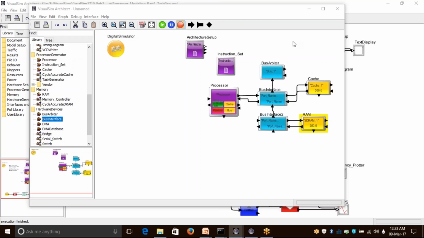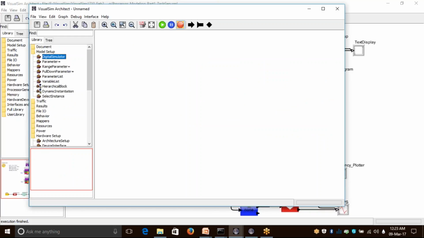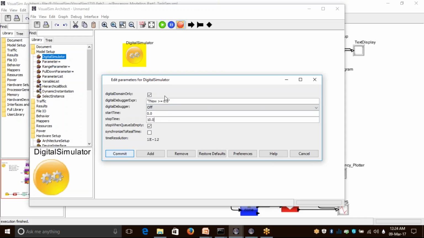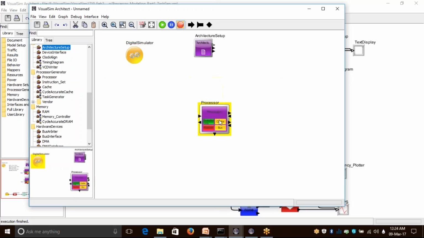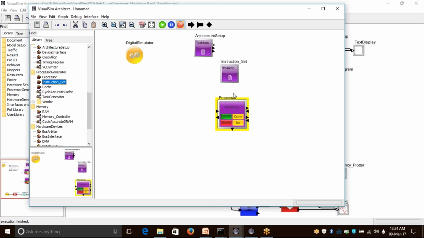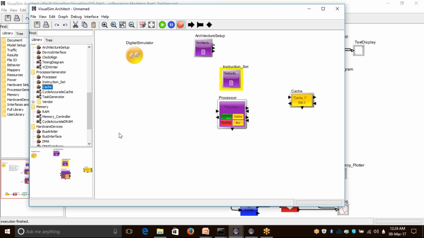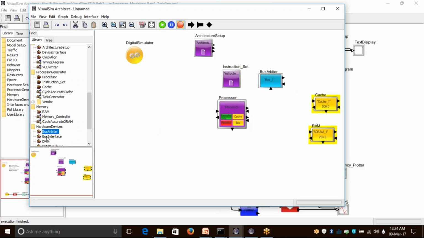Okay, so in this case, what I'm going to do is actually construct a model. To do that, I'm going to need a digital simulator, which includes defining how long I need to run the model. I need a processor block, an instruction set, a cache, a DRAM, and a bus arbiter and bus interface. Just connect these together.